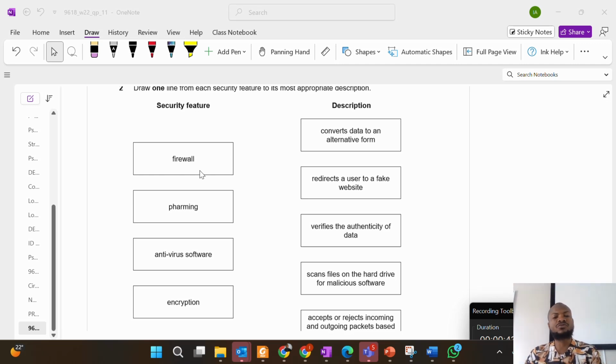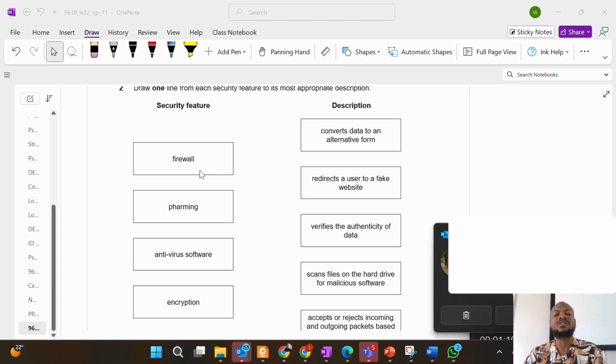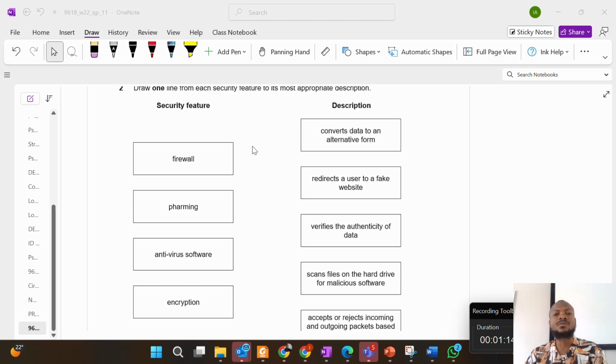So firewall. Firewall can be software, it can be hardware. It stands in between the computer network and an external network. It manages the inflow and outflow of traffic into a computer system. It filters information in and out of the computer system based on certain criteria. So that is what firewall does.